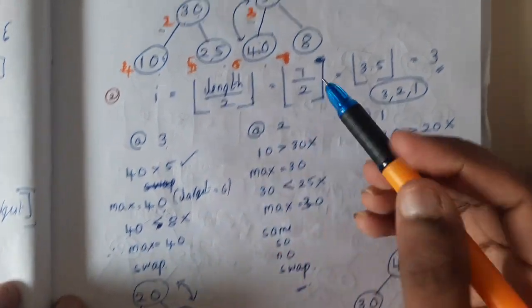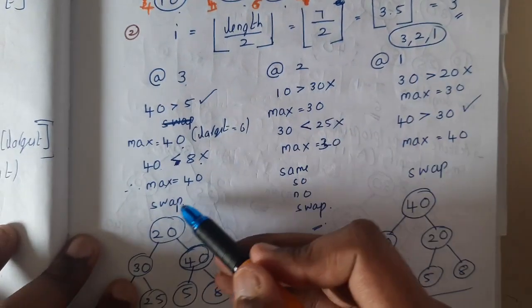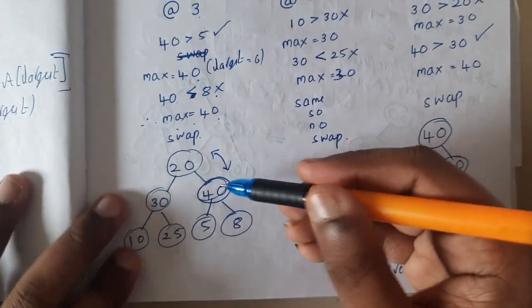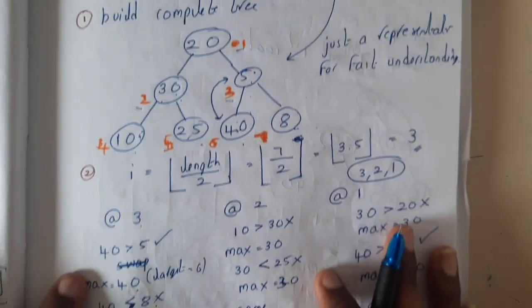Again, next you will be considering this. 40 is less than 8, which is false. So maximum is equal to 40, and you will be swapping it. Once it is swapped, you will be getting the result.